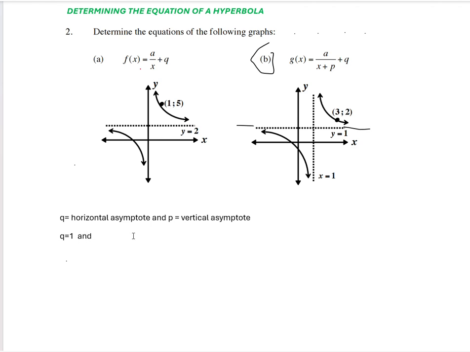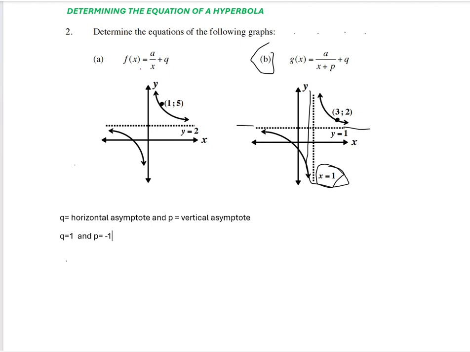Then we have to find our P value. If you want to find the P value, you look at the vertical dotted line. You go with it, and what do you see? You see x is equal to 1. But you can't say x equals 1 when you're dealing with the vertical asymptote, so you swap the sign and it becomes x is equal to -1. So this is the value of P.